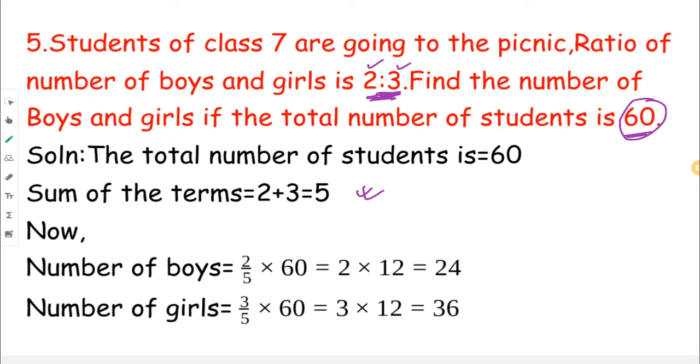So now let's find the number of boys and girls. So number of boys, how much? 2 parts out of the total 5 parts of how many students? 60, right? Then 5 ones are 5, 5 twos are 10. Then when you multiply, you'll get 24.